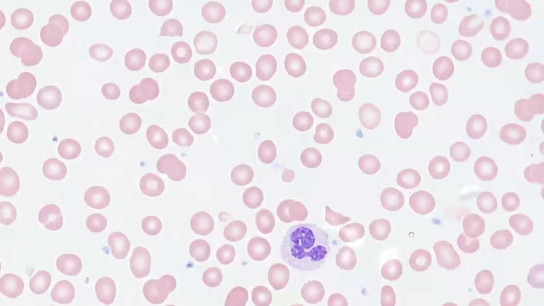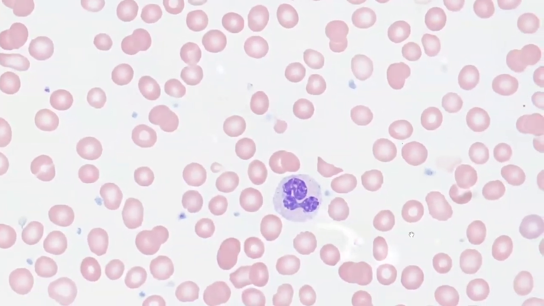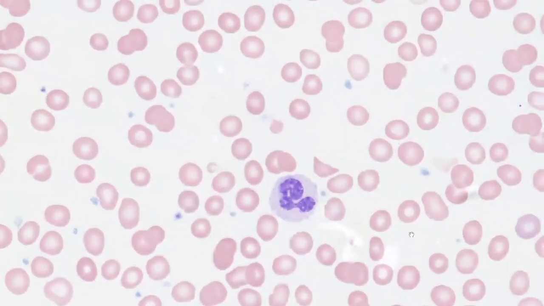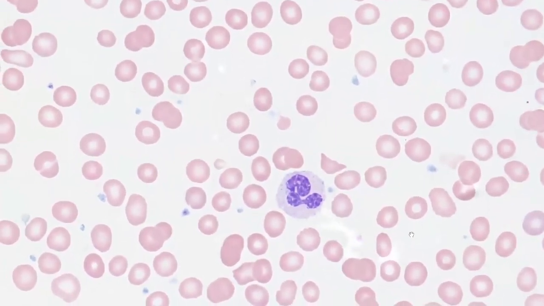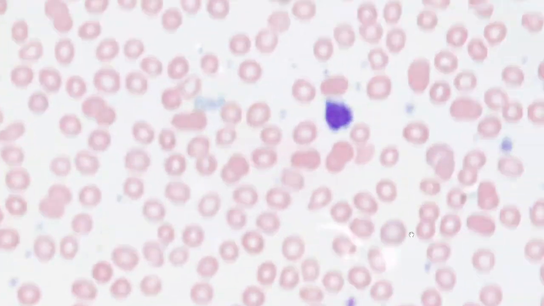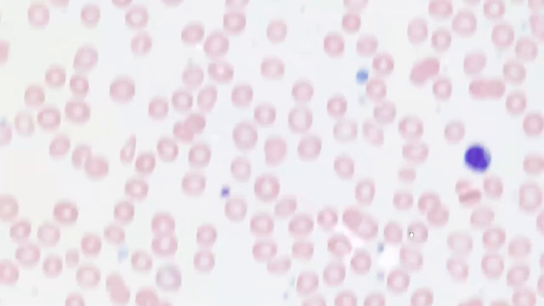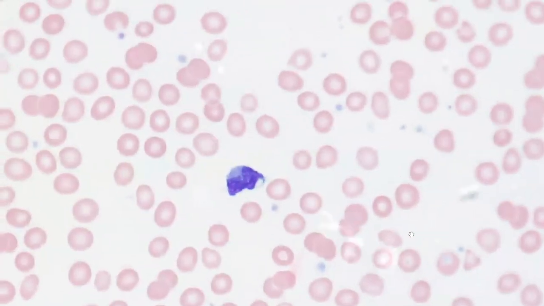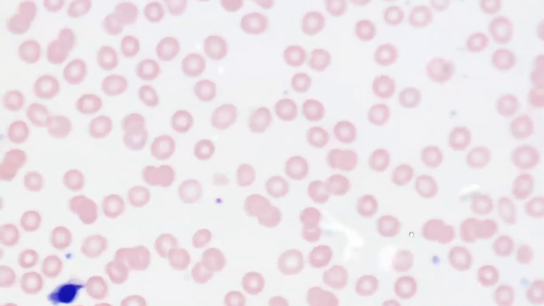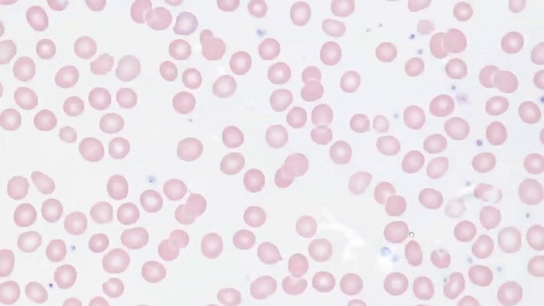And so as we go higher power, we can see that this neutrophil here is a little bit too basophilic and it doesn't show that salmon color that we like. And there are some cells in here that it will be difficult to identify because the staining isn't optimal. And so we just want to make sure that we are getting the best specimen.